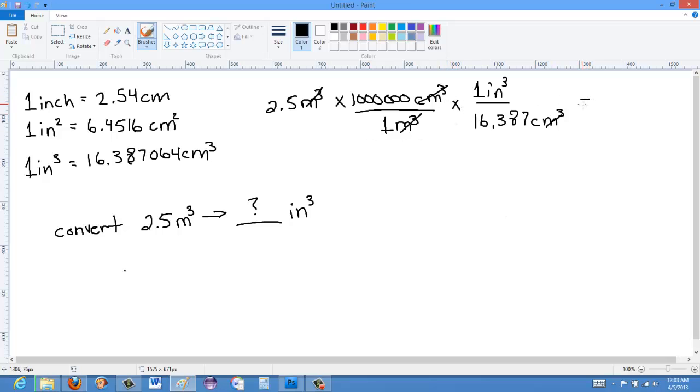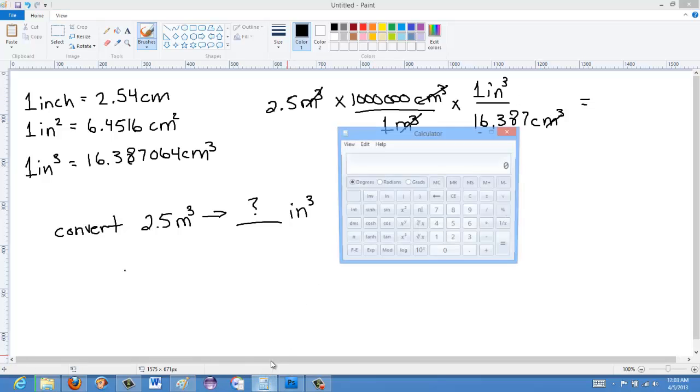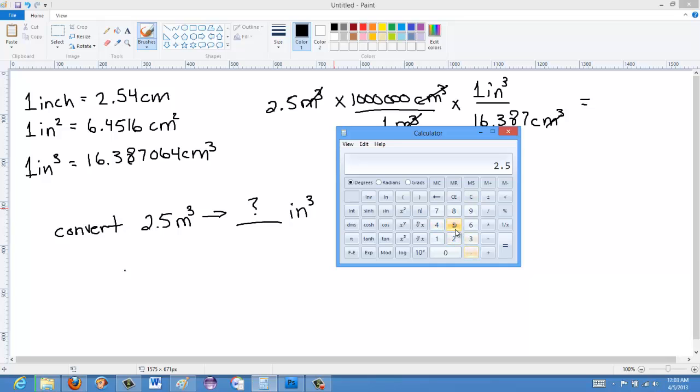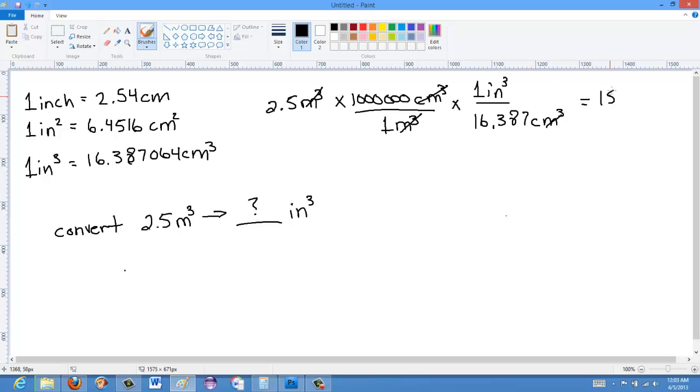Okay, and so I end up with an equation like this: 2.5 times a million divided by 16.387. So this would be 2.5 times 1 million. Is that a million? Yeah. Okay, and then divided by 16.387, and that would give me 152,559. So 152,559 inches cubed.